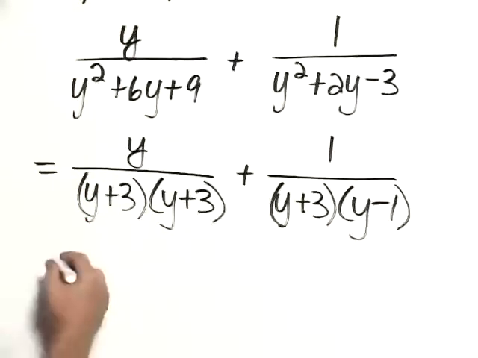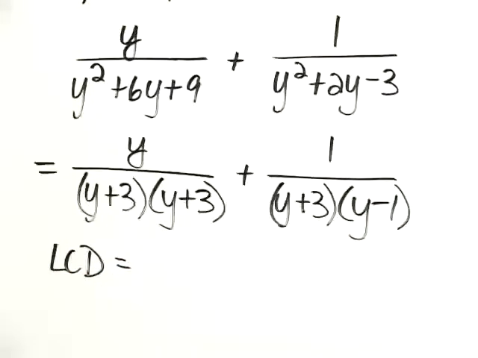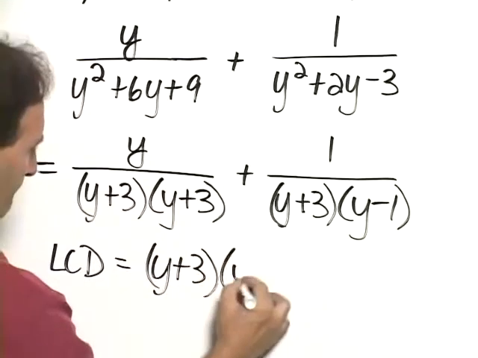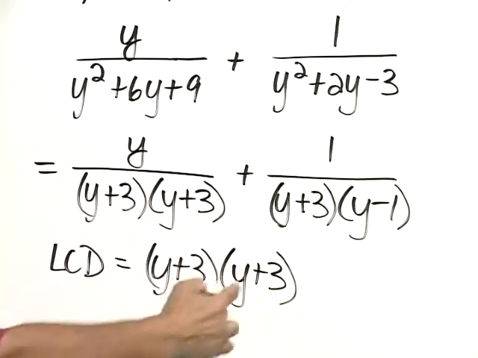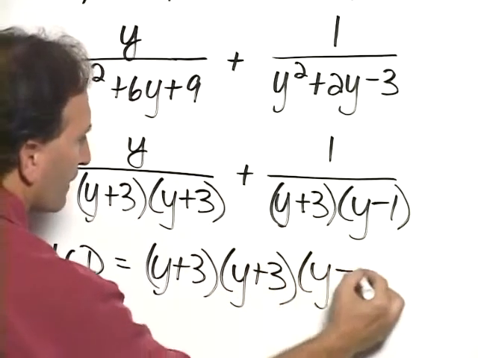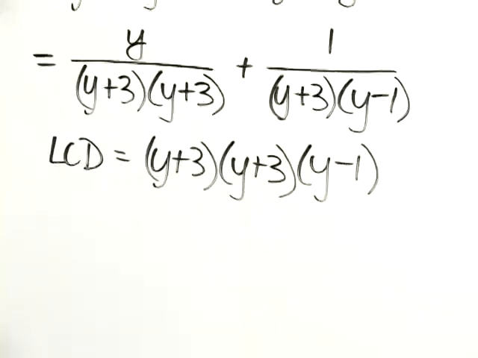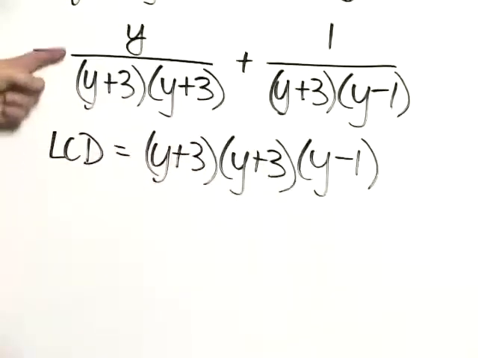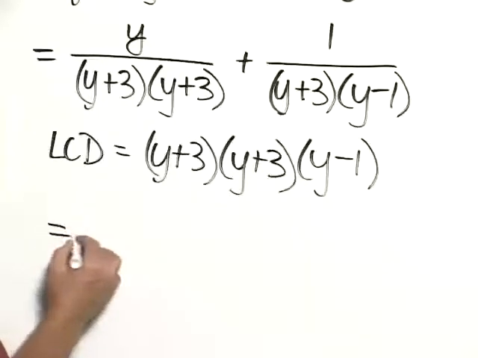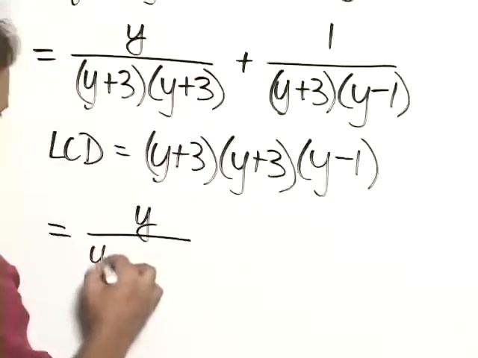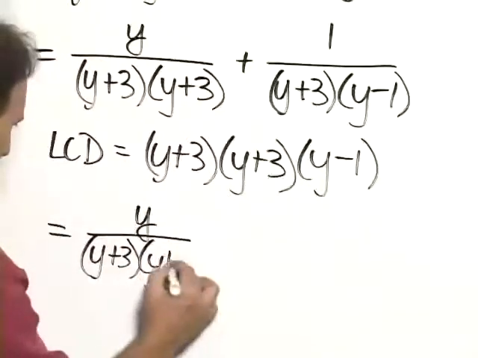And now we can see that the LCD is equal to y plus 3 times y plus 3. And now when we go to the second denominator, we already have the y plus 3, but we need the y minus 1, so that's our LCD. Our next step is to write equivalent rational expressions for each of these, but that now have the LCD as the denominator. So what we would have then is this expression, y over y plus 3 times y plus 3.